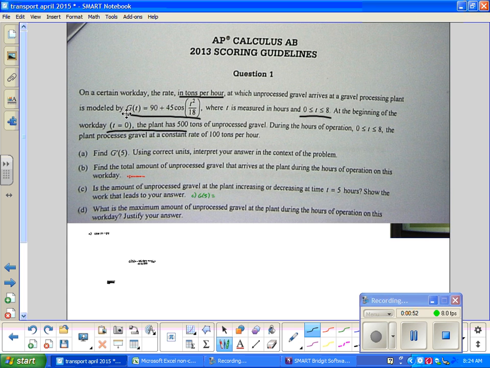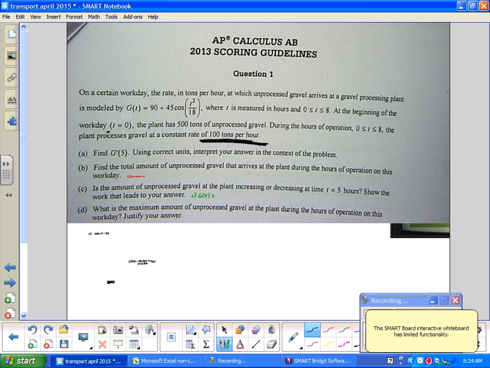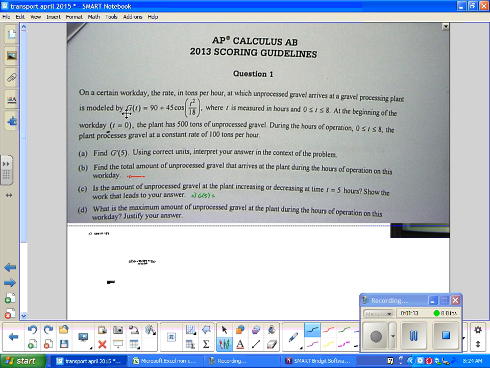During the plant process of gravel at a constant rate of 100 tons per hour. Okay, so that means it's using 100 tons per hour. So there's something going on here. We're delivering gravel at a variable rate, G of T, and we're using gravel at a constant rate, 100 tons per hour. First question, find G prime of 5 using correct units.